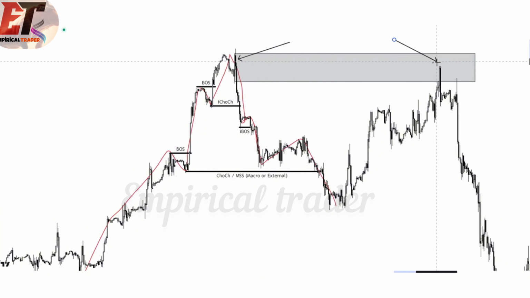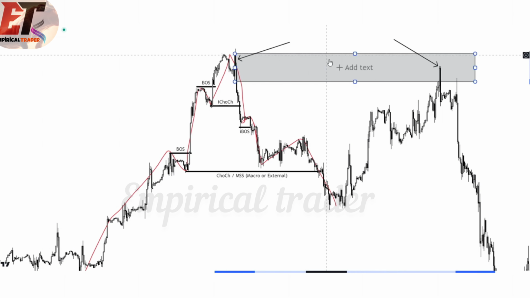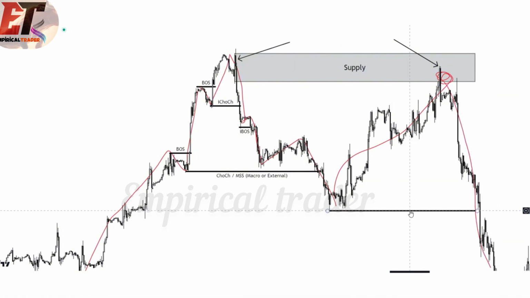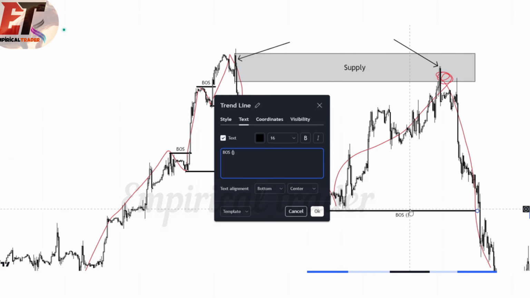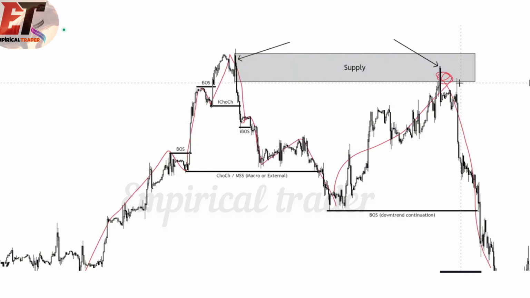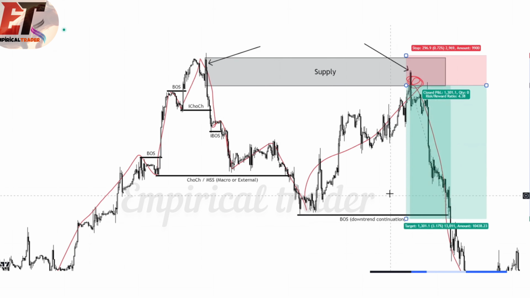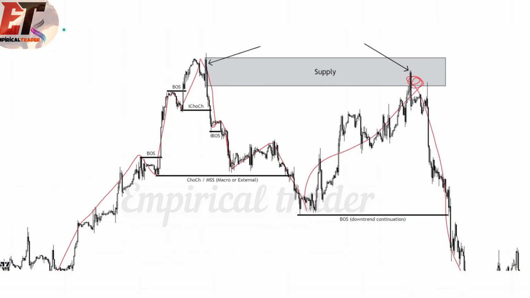And we can clearly see how the supply has been respected, price basically pushing into the supply and rejecting down into another downside impulse. That new impulse breaks the last lows and therefore forms a bearish break of structure, but externally, so on the macro trend. And let's simulate the setup. A great take profit with a good risk to reward ratio.